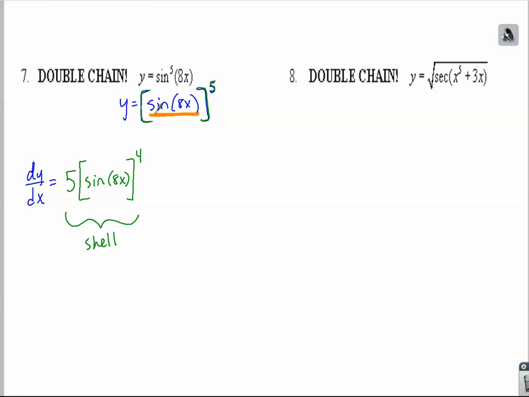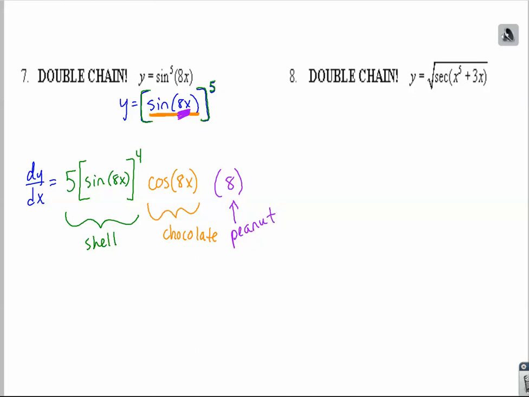So sine is the next inside. That's what we take the derivative of next. Derivative of sine is cosine, while the 8x doesn't get touched. Remember, you're eating a peanut M&M, so as you savor this, all you're eating right now is the chocolate. After you get through the chocolate, that's when you get to the peanut. The peanut is 8x. What's the derivative of 8x? 8. That's the peanut.